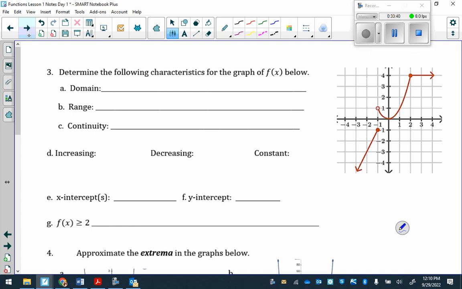Okay, so now, what I want you to try on your own with your partner, I'll give you about 3 minutes: domain, range, continuity, increase, decrease, constant, x and y intercepts. Go ahead.